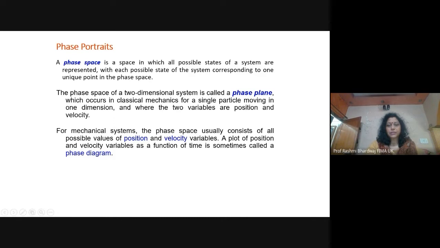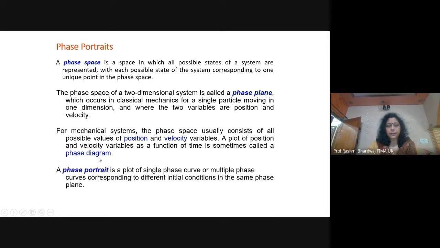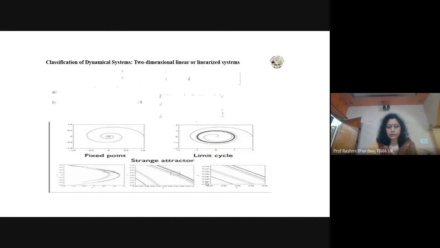So of course, it usually consists of all position and velocity variables. And the plot is called the phase diagram. It is a plot of a single phase curve or multiple phase curves corresponding to the different initial conditions in the same phase plane.